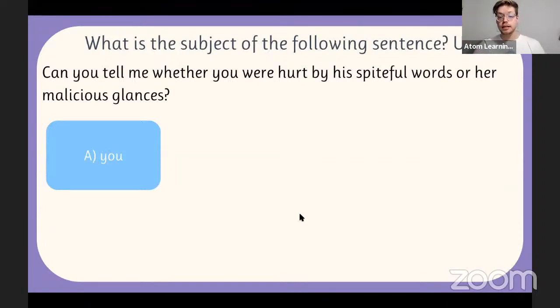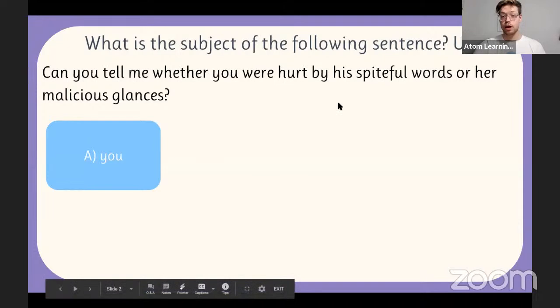If this question was in the active voice, words and glances would also be subjects, but they are agents because were hurt is the passive voice. So again, there were two red herrings in this answer. So extra well done for getting this question right. It was a tricky one to get us kicked off.